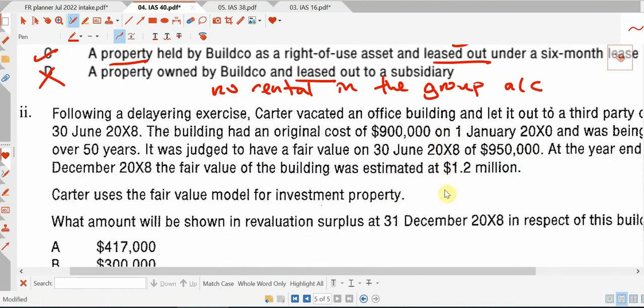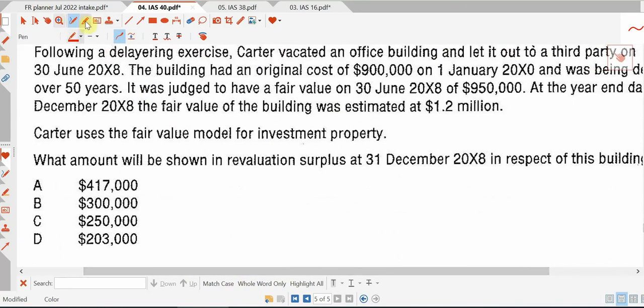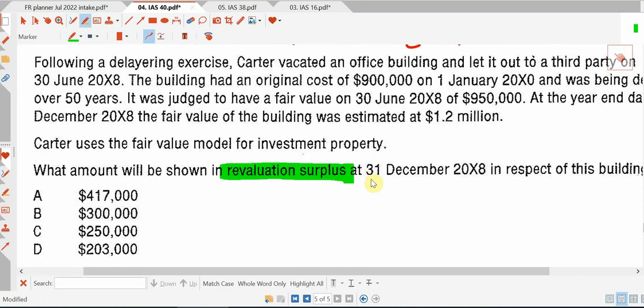Second question got some calculation here. Okay, they're asking for amount in the revaluation surplus. That means they want to know the amount of revaluation reserve. Revaluation reserve, December 2016. Right, so let's find out the revaluation reserve.